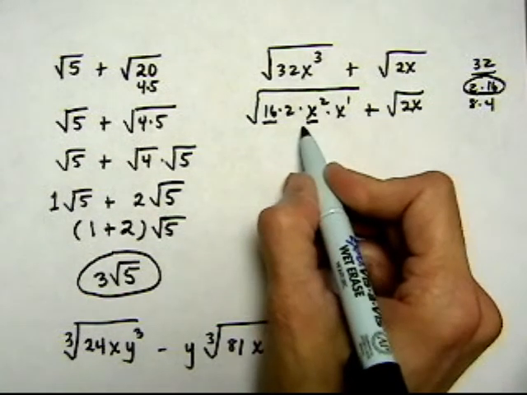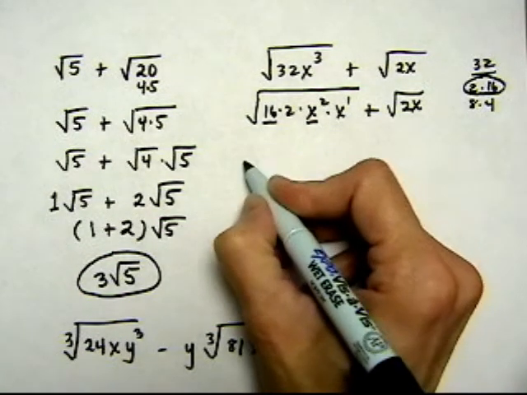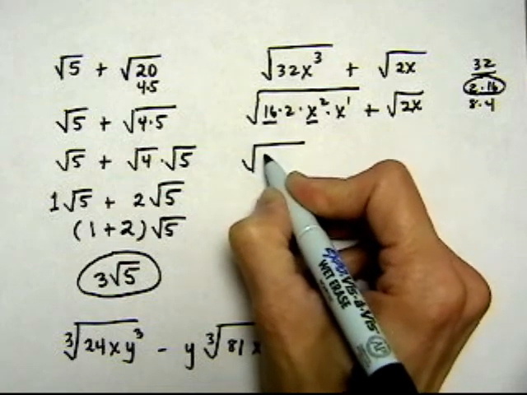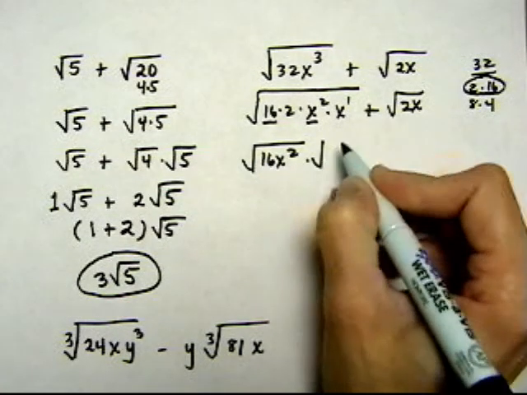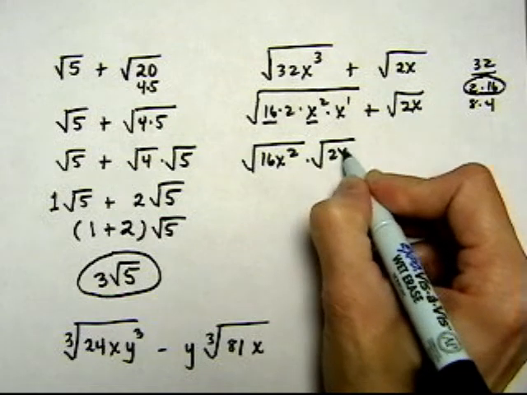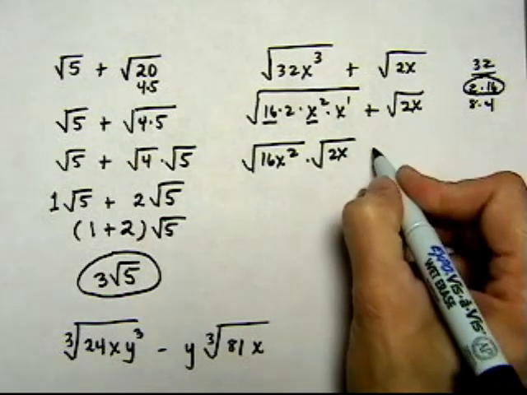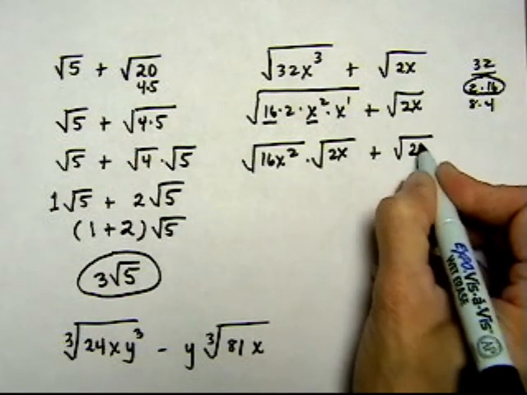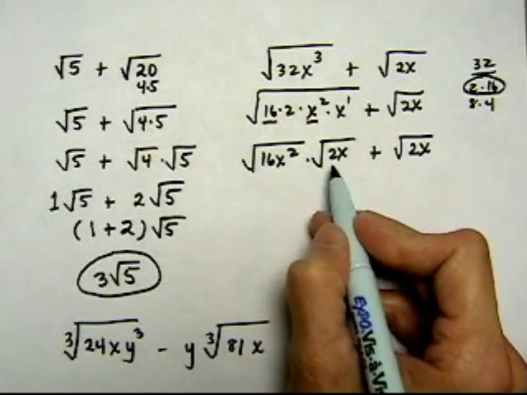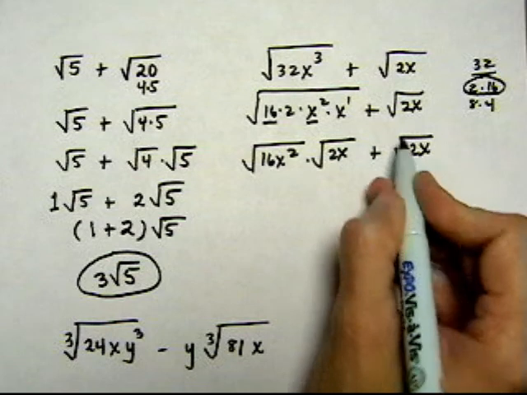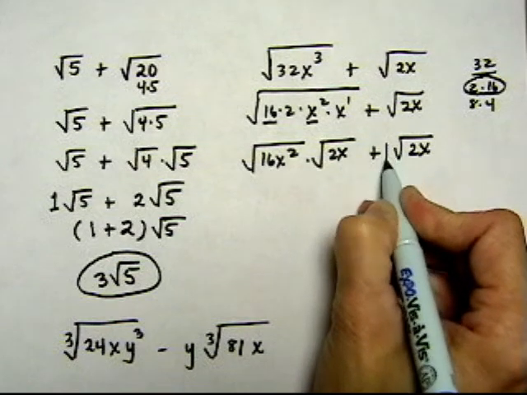And now we keep going with this guy. We're going to break it up and say first the perfect squares, square root of 16x squared, times the not perfect squares. So that'd be times root 2x. And bring down this other root 2x. And now we can look at it and see that we have like radicals. Square root 2x, square root 2x. And again, this has a 1 in front of it, even though nothing's shown.